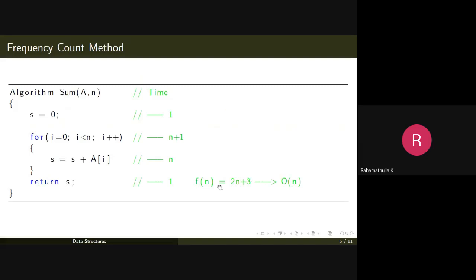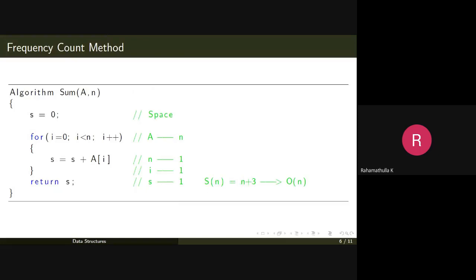So this function f of n is dependent on n. 2n plus 3 is a function linear in n. So we say that the time complexity of the algorithm is order of n. That is, the time taken by the algorithm is proportional to n, which means it is order of n.